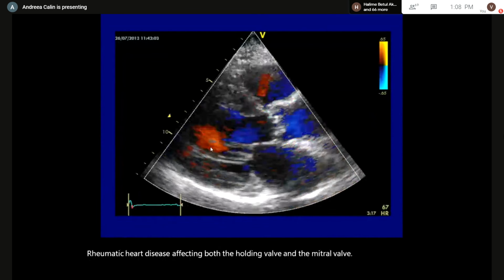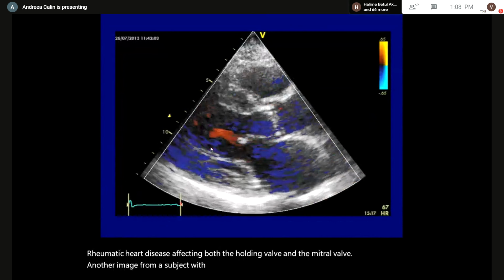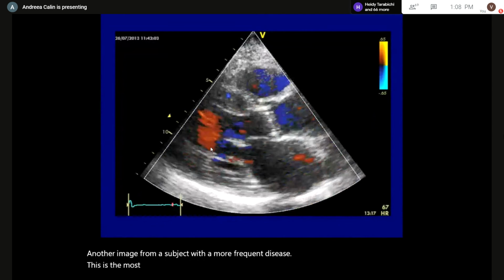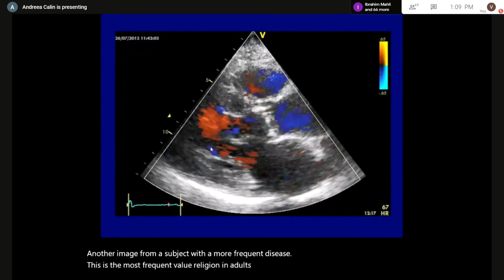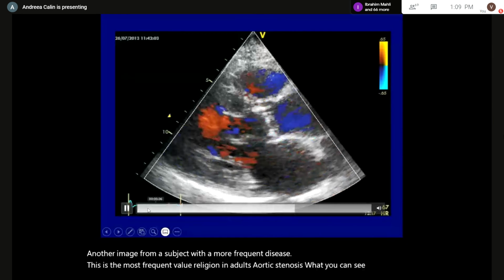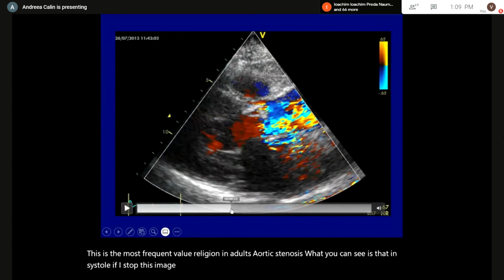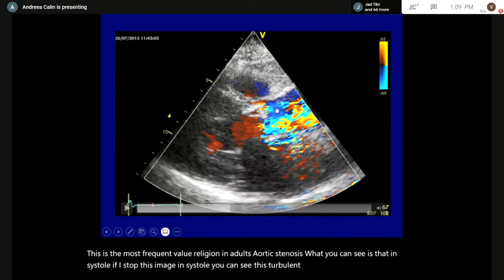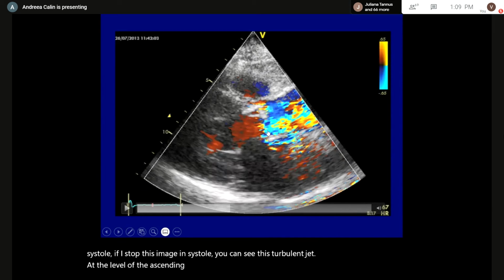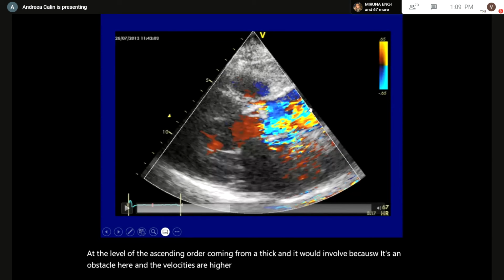Another image from a subject with a more frequent disease. This is the most frequent valvular lesion in adults, aortic stenosis. What you can see is that in systole, if I stop this image, you can see this turbulent jet at the level of the ascending aorta coming from a thickened aortic valve, because it's an obstacle here and the velocities are higher than normal, and this is a turbulent jet of aortic stenosis.